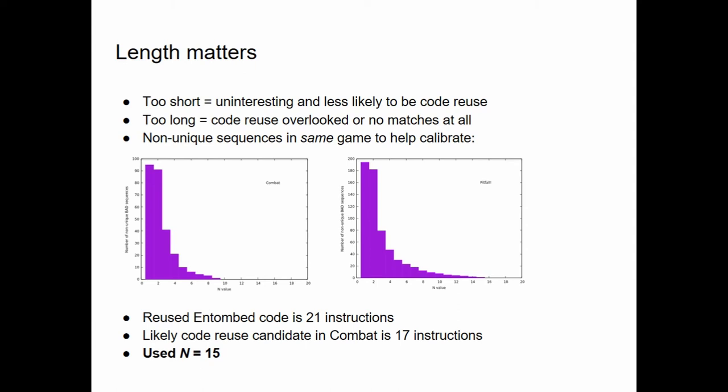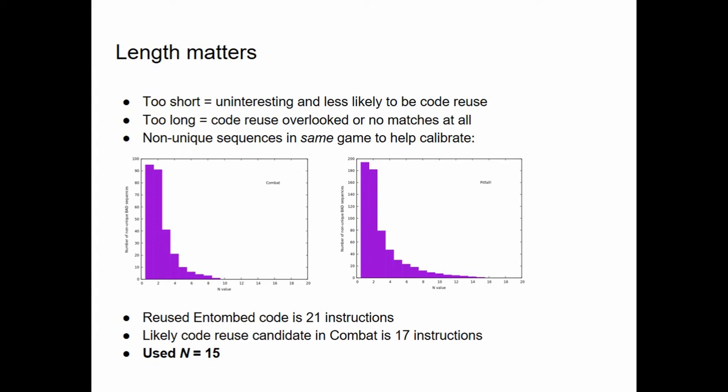So what I did is, because these programmers back then were actually really good at their craft, I assumed that they would not knowingly be reusing code within the same game. And what I did is I took two instances, so Combat there on the left, Pitfall on the right, and I ran these games against themselves to find out at what point the code sequences became unique. And for Combat, it was 9, and for Pitfall, it was 15.